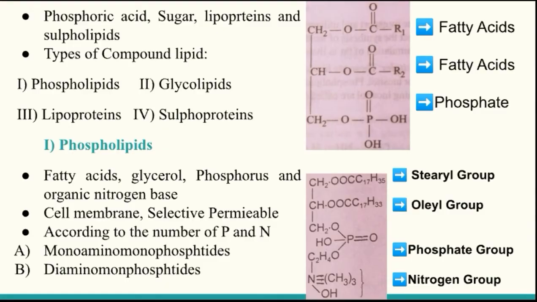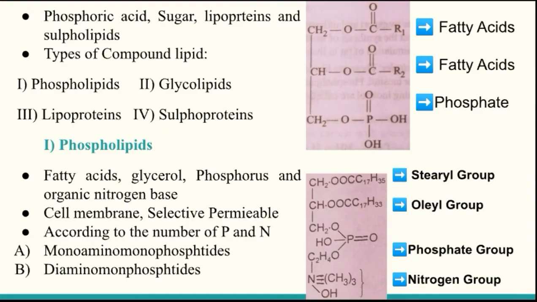Okay, the first is the phospholipid. It contains fatty acid, glycerol, phosphoric acid and a nitrogenous base in its composition. You have seen here two structures. In the first structure, two fatty acids are there and one phosphate group, that is the phosphoric group. The structure is a phosphoric acid structure.